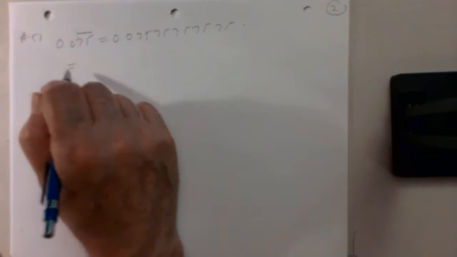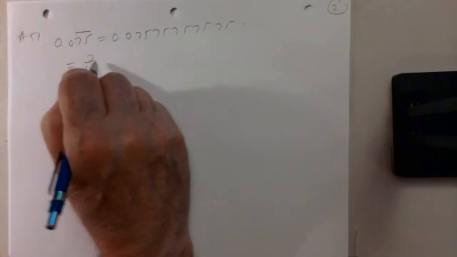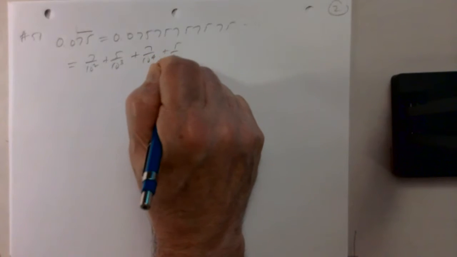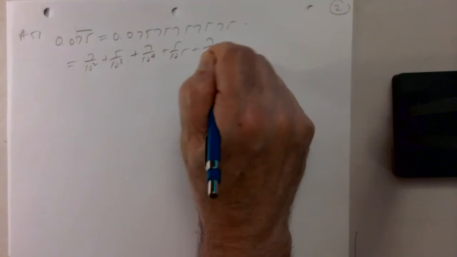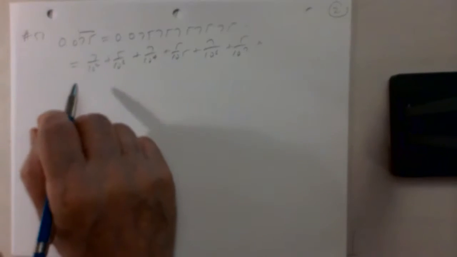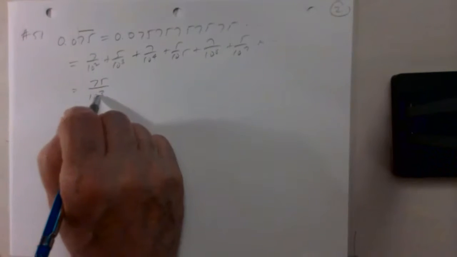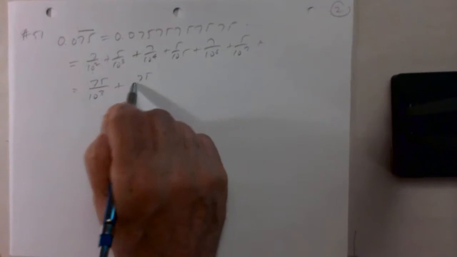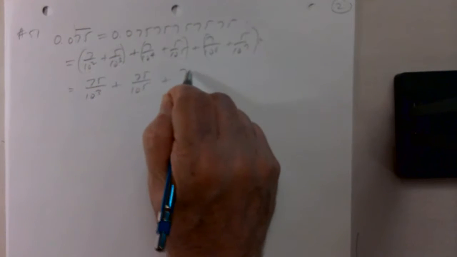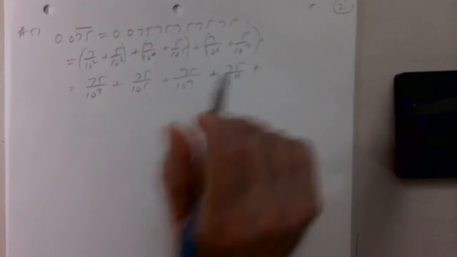So what does this mean? If you write this out, this is 0 over 10, 7 over 10 squared, 5 over 10 cubed, 7 over 10 to the 4th, 5 over 10 to the 5th, 7 over 10 to the 6th, 5 over 10 to the 7th, and so forth. Or I could write this 7 over 10 squared is 70 over 10 cubed. So this is 75 over 10 cubed. And this is 75 over 10 to the 5th. And this is 75 over 10 to the 7th. And the next term would be 75 over 10 to the 9th, and so on forever.